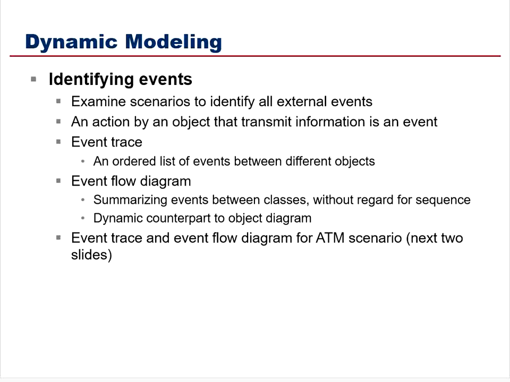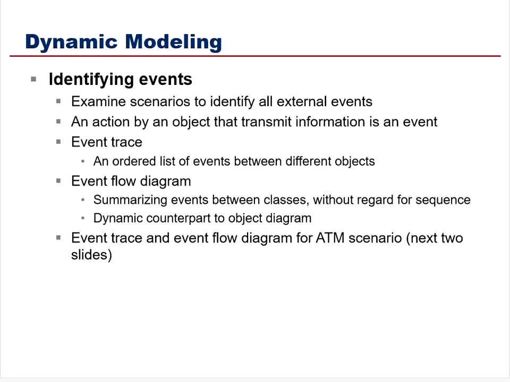So we can say that this event is nothing but an external signal or an action by an object that transmits some information. So it is an event. In this we have to identify two types of event diagrams: the event trace and the event flow diagram, right?